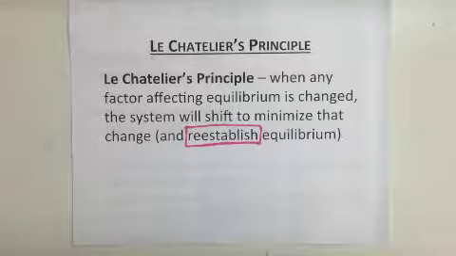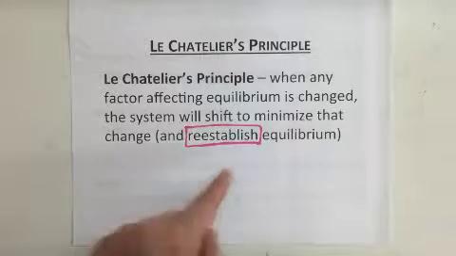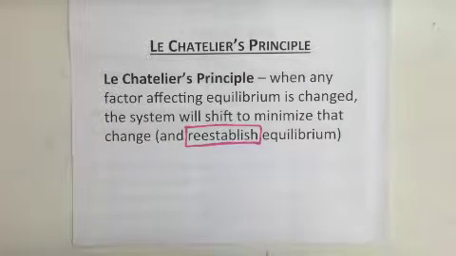Le Chatelier's principle is when any factor affecting equilibrium is changed, the system will shift to minimize that change. So the reaction itself will either go from reactants to products or products to reactants to reestablish that equilibrium. Now, why does the shift occur in the first place? It is because there's some sort of stress put on the reaction. So either the scientist has added a certain chemical or has somehow taken a chemical away, added pressure, added temperature, or things like that.